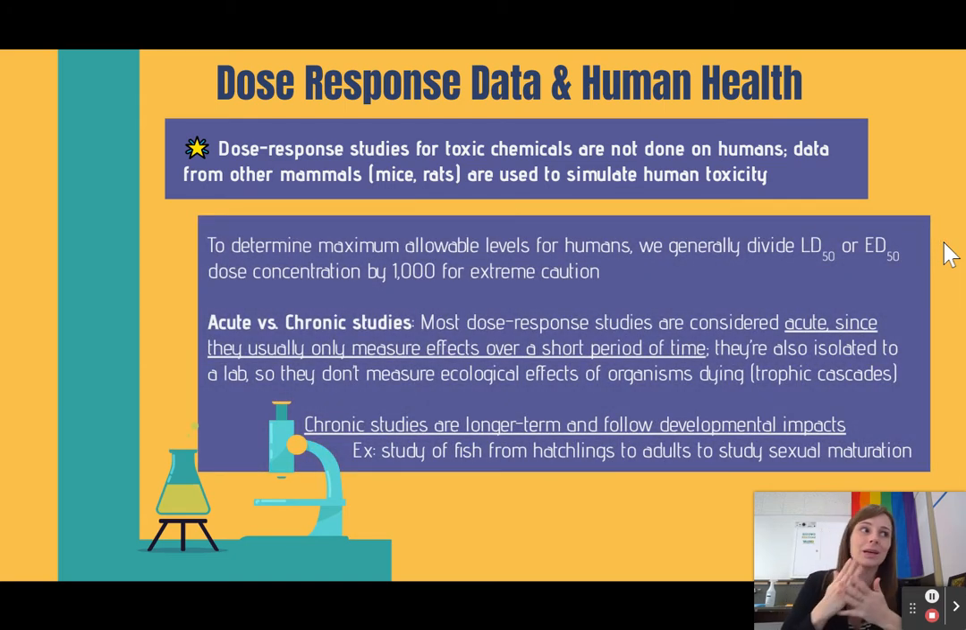So we are getting this data from non-humans, and then we're extrapolating it to humans, which sometimes you wonder about how much it does, but scientists do a lot of work to make sure that it's as valid as it can be. Basically, the way that we do this is to determine the maximum allowable level for humans. So when we say, hey, this pesticide is safe, or this amount of toxin in water is going to be safe, generally we're going to take the LD50 or the ED50 from animals, and then we are going to divide that by 1,000. Just to have extreme caution.